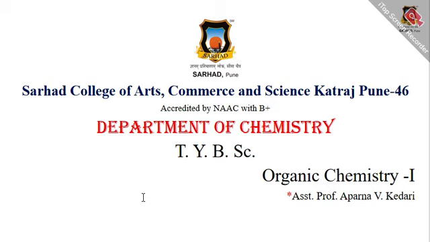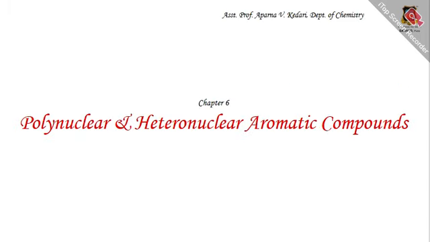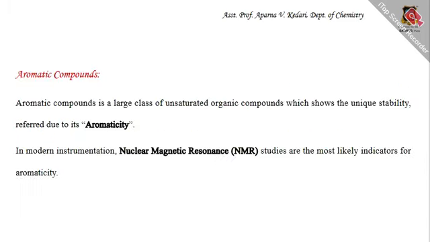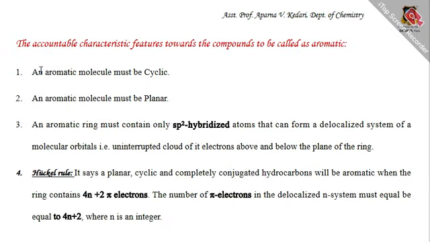In this video, we are going to study aromatic and heteronuclear aromatic compounds. So let's start with aromatic compounds. Aromatic compounds are a large class of unsaturated organic compounds which show unique stability referred to as aromaticity. In modern instrumentation, nuclear magnetic resonance (NMR) studies are the most likely indicators for aromaticity. Then the countable characteristic features for compounds to be called aromatic.